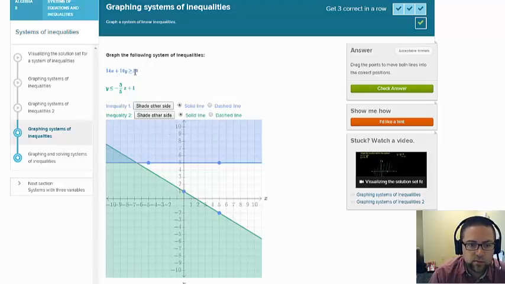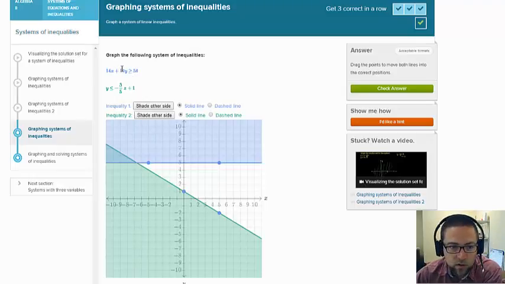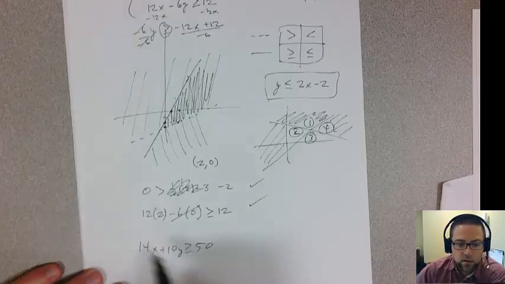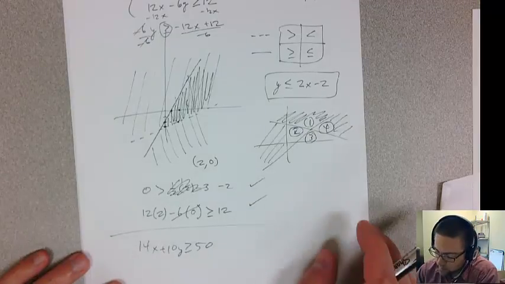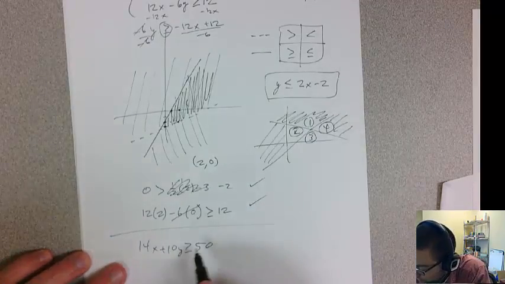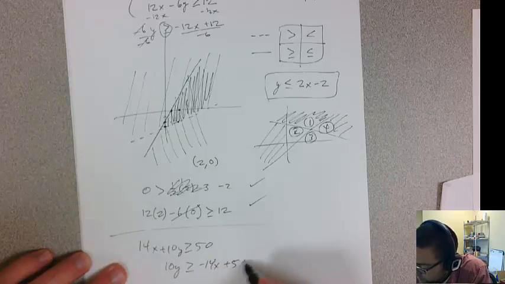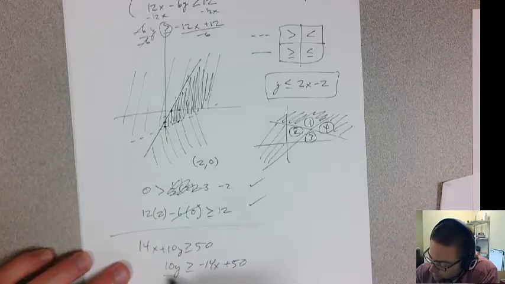Now let's graph that one, and it's not in the form that we like. So I'm going to write that on my paper, and I encourage you to also write it on your paper when you're doing these, because it's easy to make mistakes. So let's go back over there. So this is my equation, 14x plus 10y is greater than or equal to 50. So I'm going to move my 14x to the other side. So 10y is greater than or equal to -14x plus 50. Now I divide everything by 10.